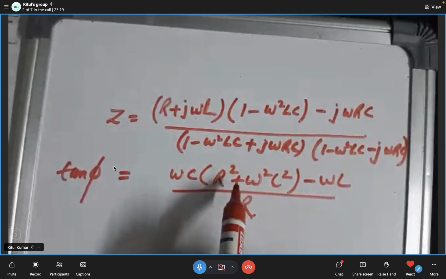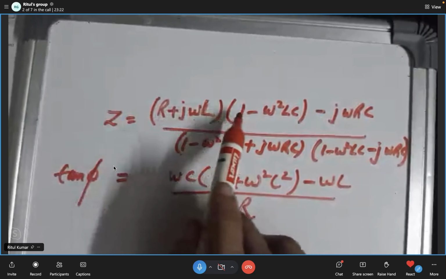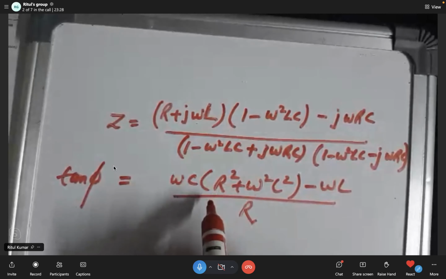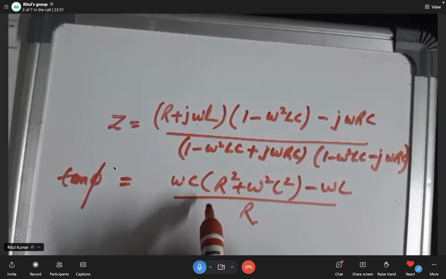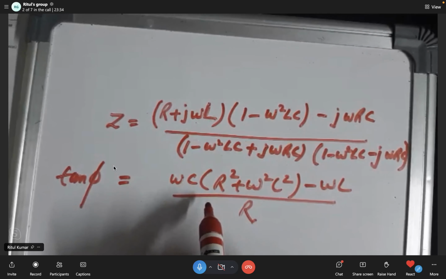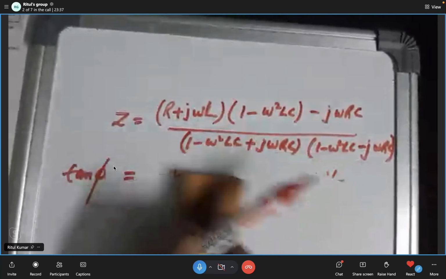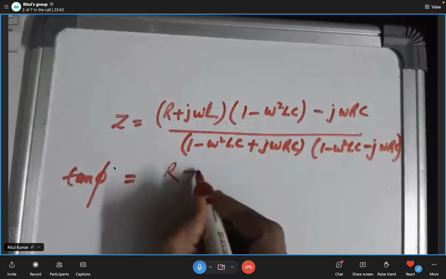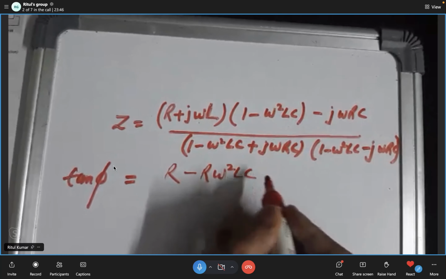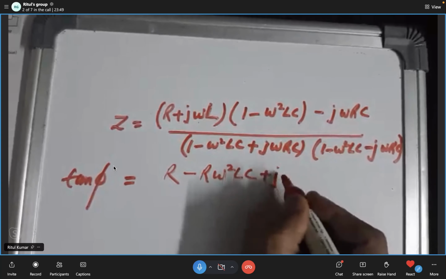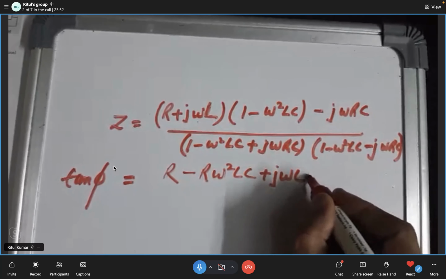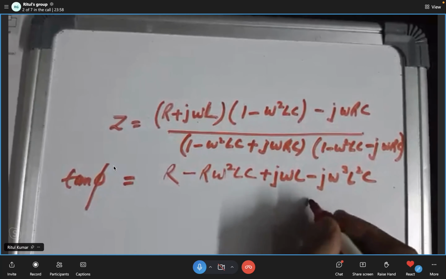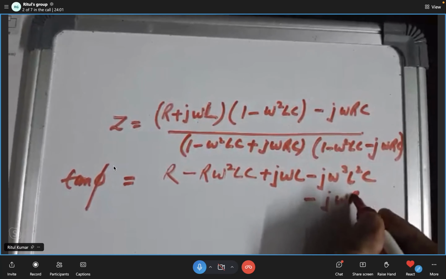So where is the correction to be made? R squared, I wrote R here. But that would be a constant, right? So I'm saying the numerator should be omega L times 1 minus omega squared LC minus omega RC. Let us expand it. What are we getting? R minus R omega squared LC, plus J omega L minus J omega cubed L squared C and minus J omega RC.